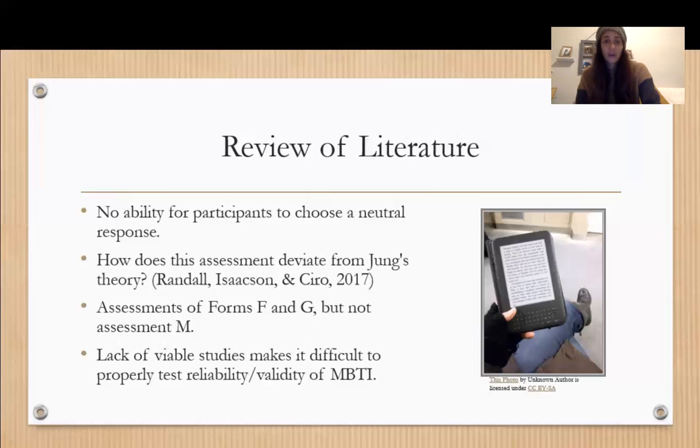Going on to the next point, there is a lack of viable studies that makes it difficult to properly test the reliability and the validity of the MBTI. As Brittany was saying previously, there is not a lot of research done on the reliability of the test, and so it's hard to review the test if there is not much research on that piece.